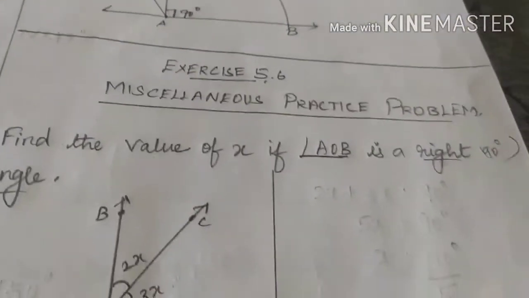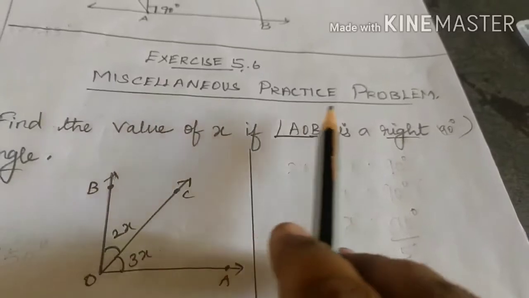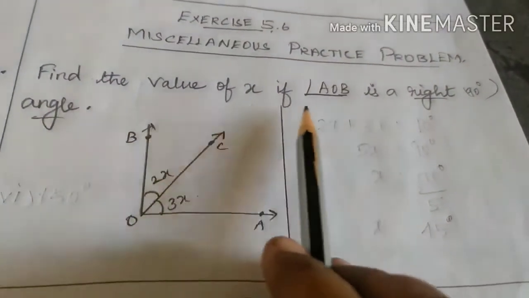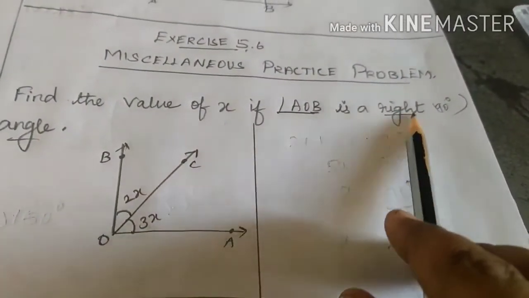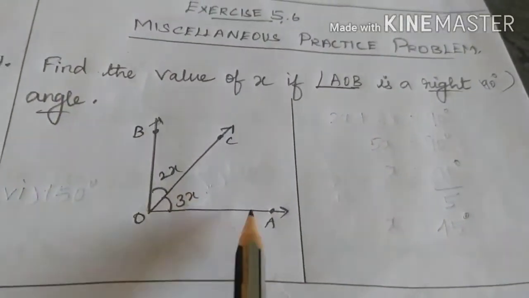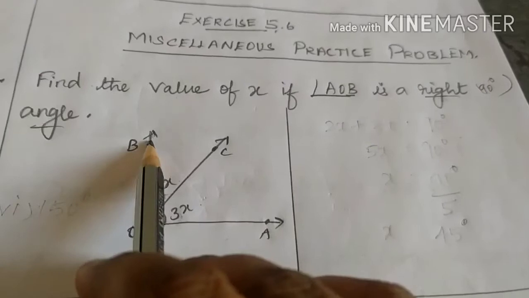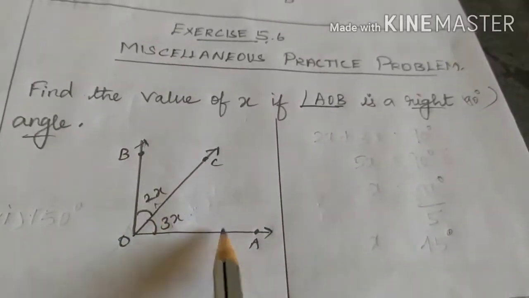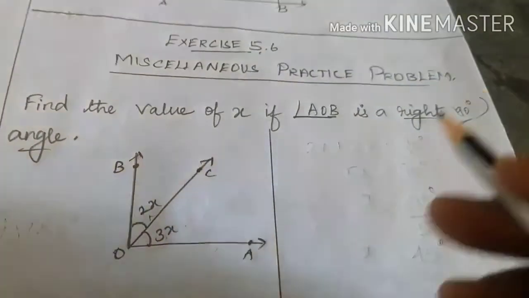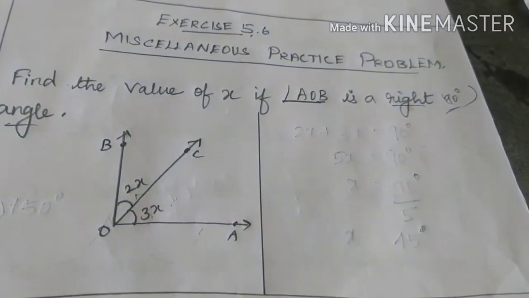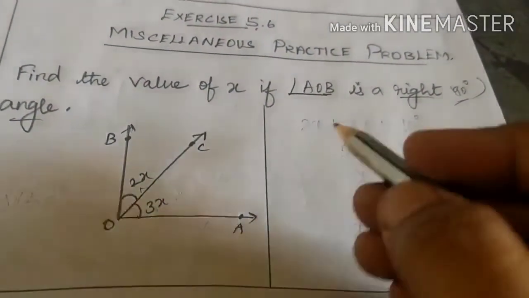Okay, now move on to the exercise number 5.6, miscellaneous practice problem. Find the value of x if AOB is a right angle. Okay, they have given the image, we want to find the value of x. AOB is a right angle, they have given. Right angle means we have to take it as 90 degree, we all know that. Okay, now we have to find the value of x.